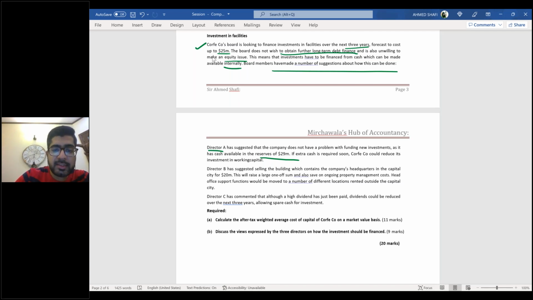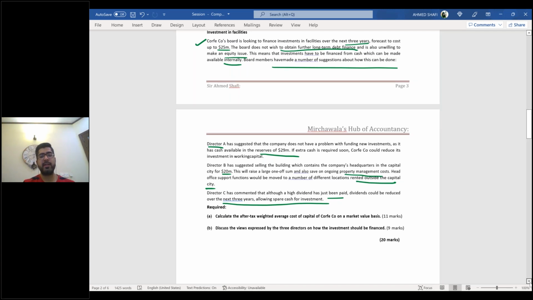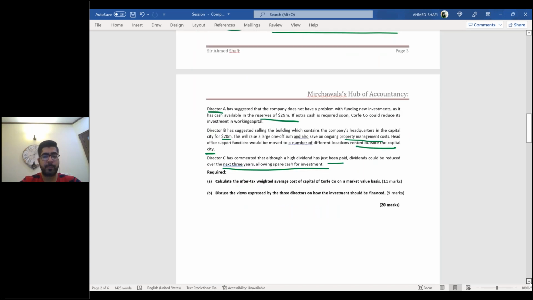Director B has suggested selling the building which contains headquarters for 20 million. This will raise a large one-off sum and will save ongoing property management costs. Head office support functions will be moved to a number of different locations rented outside the capital. Director C has commented that although a high dividend has just been paid, dividends could be reduced over the next 3 years, allowing spare cash for investment. The company needs 25 million, and 3 directors have given their suggestions.